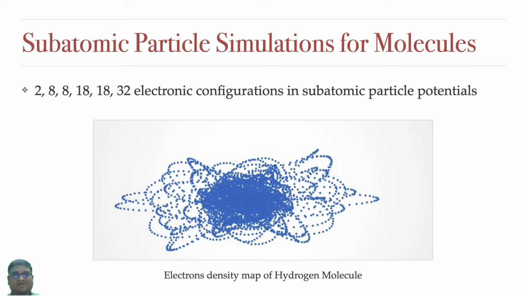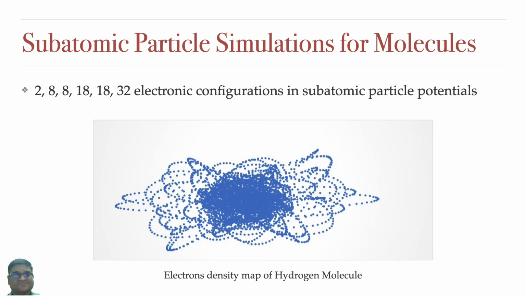Now this is for 2 hydrogen atoms, one hydrogen atom here and another hydrogen atom here. There are two electrons, one shared between the two hydrogen atoms. As you can see, the electron density is very high in between the two hydrogen atoms.